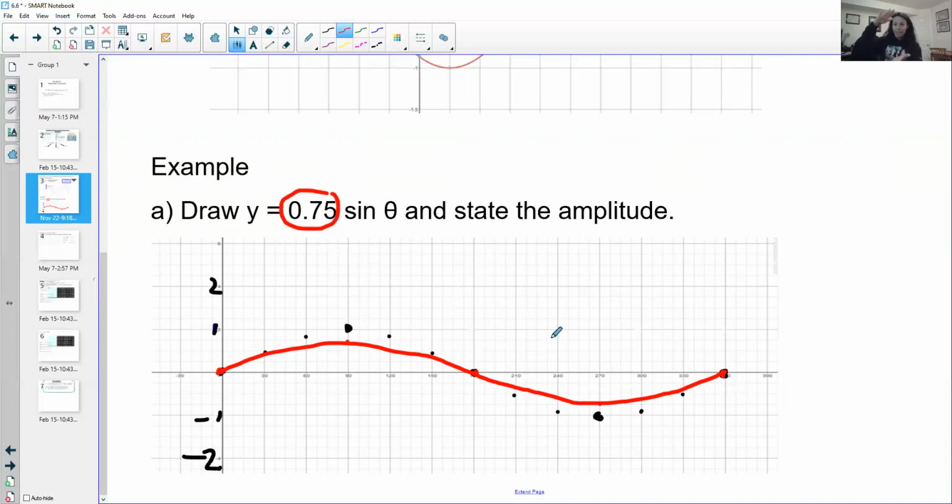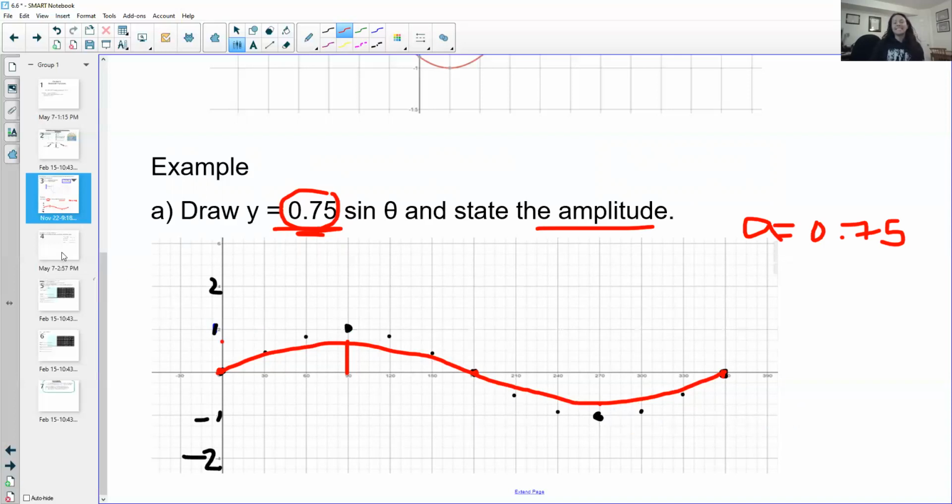So all I've done is I've taken my height and multiplied every vertical value by 0.75, and we're only multiplying 1 and -1. The second part of the question says state the amplitude. This is the amplitude. So the a is 0.75. And if you look at your graph, remember we're going from the equation of the axis to the maximum. It was at 0.75, right there, 0.75. And that's essentially all we're doing.